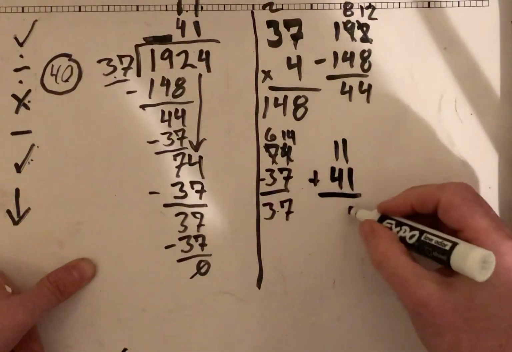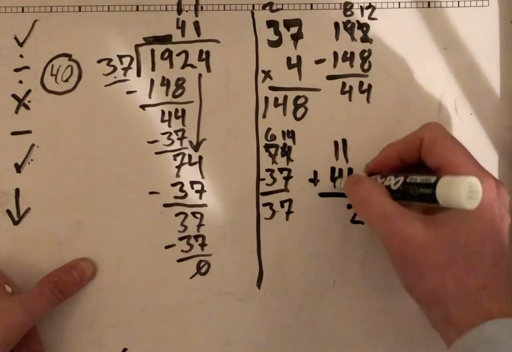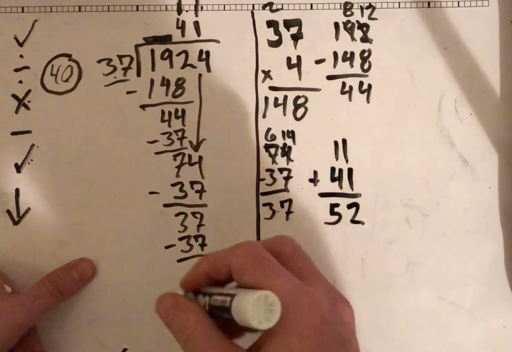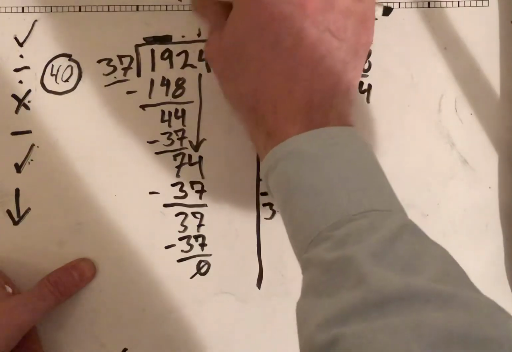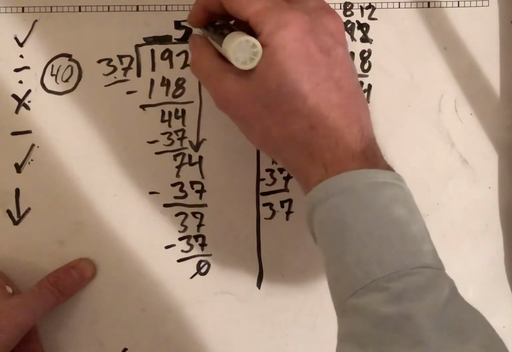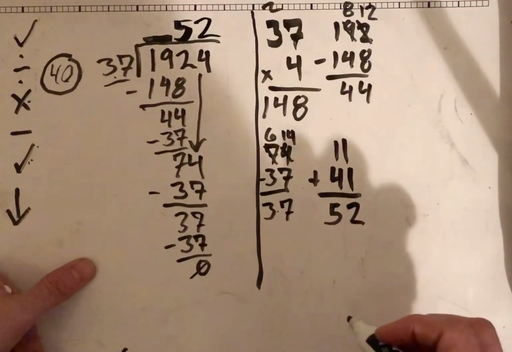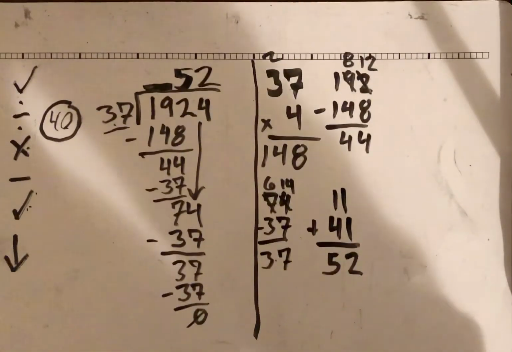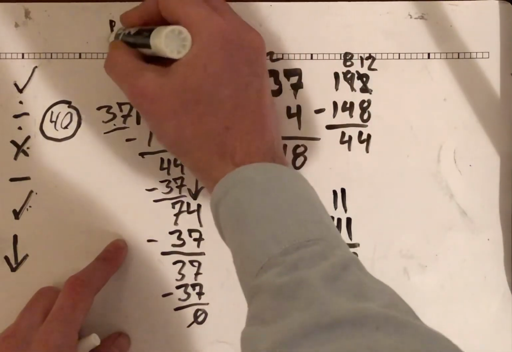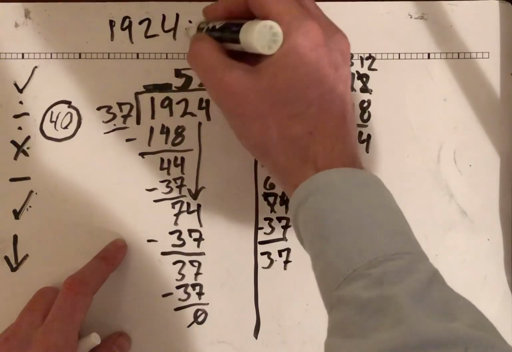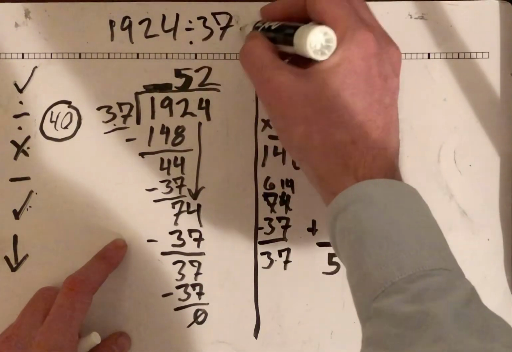1 plus 1 is 2. 1 plus 4 is 5. And so my answer would be 52. And I can erase this and write in my actual quotient, 52. Or I could write, hopefully you would have at the top of your page, the actual question, 1,924 divided by 37 equals 52.